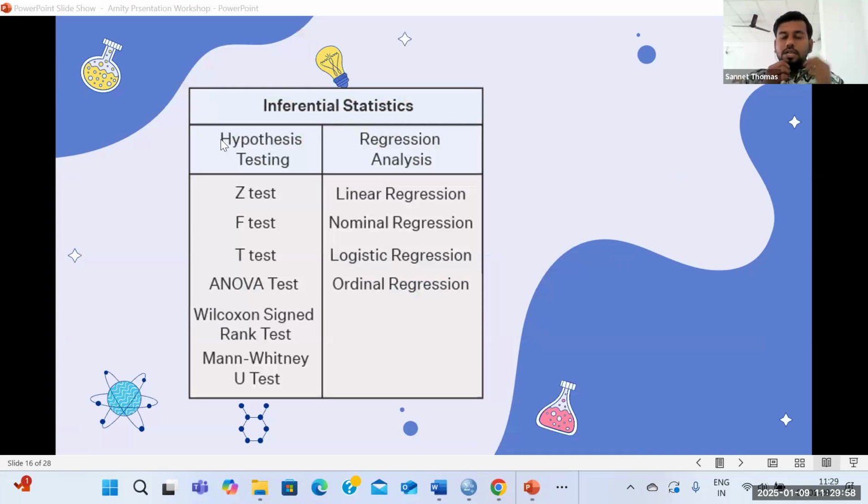For example, the Z test, F test, t test, different types of ANOVA, MANOVA, and ANCOVA, and non-parametric tests such as the Wilcoxon signed-rank test, Mann-Whitney U test, and Kruskal-Wallis test, then different types of regression such as linear regression, nominal regression, multiple regression, logistic regression, and ordinal regression. All these things come under inferential statistics.